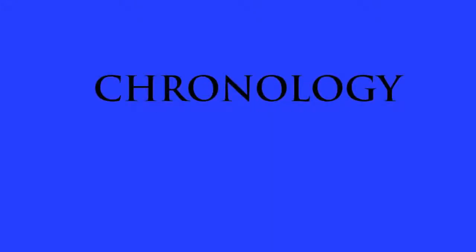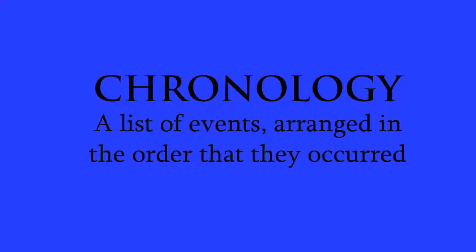First up, chronology. A chronology is a list of events arranged in the order that the events took place. A good chronology includes the time or the date that each event happened. So if I wanted to make a chronology of important events in Barack Obama's political career, it could look like this.